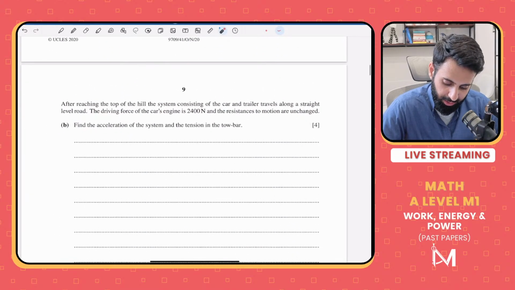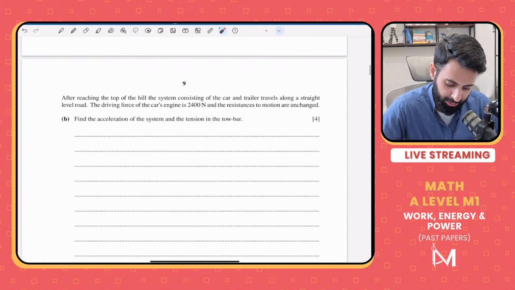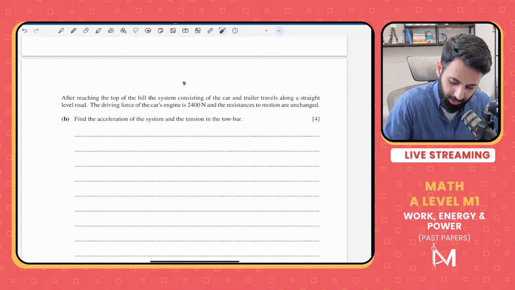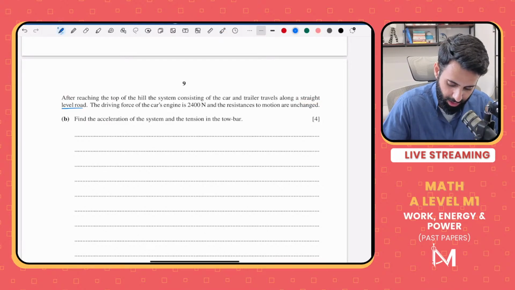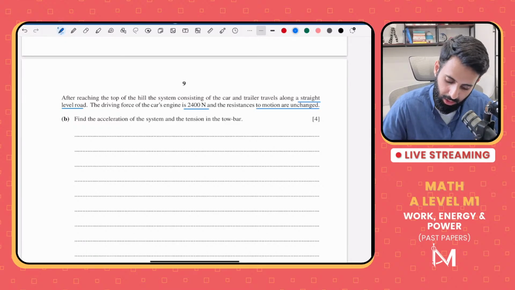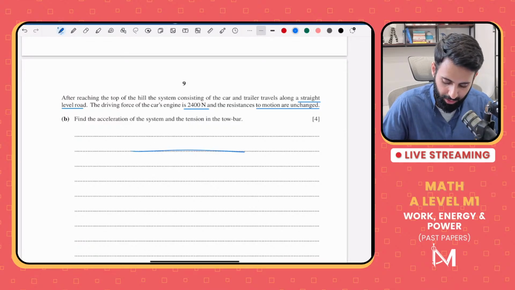Part B says, after reaching the top of the hill, the system consisting of the car and trailer travels along a straight horizontal level road. So that means now we don't have to consider the weight component. The driving force of the car's engine is 2400 and the resistances to motion are unchanged. Find the acceleration of the system and the tension in the tow bar. Now we have to find out the tension.